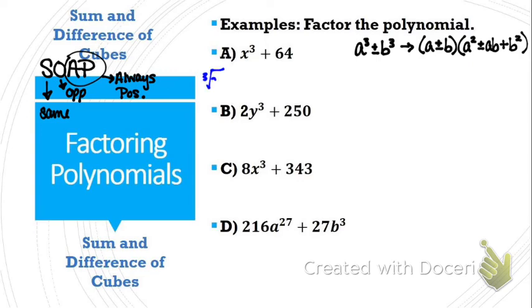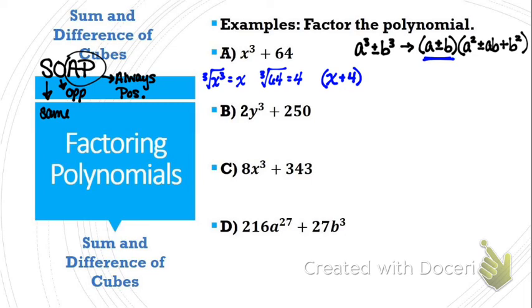So I need the cube root of x cubed, which is x. And then I need the cube root of 64, which is 4. So what will my linear factor be? x plus 4. How did we know it was plus? Because positive is the same. Yes, same sign. We were working with a sum, and so my linear factor has the same sign.